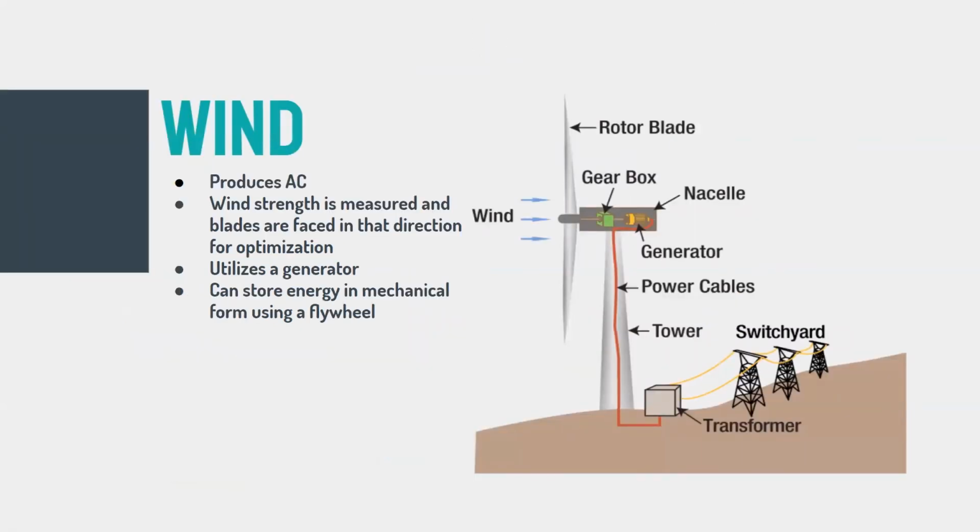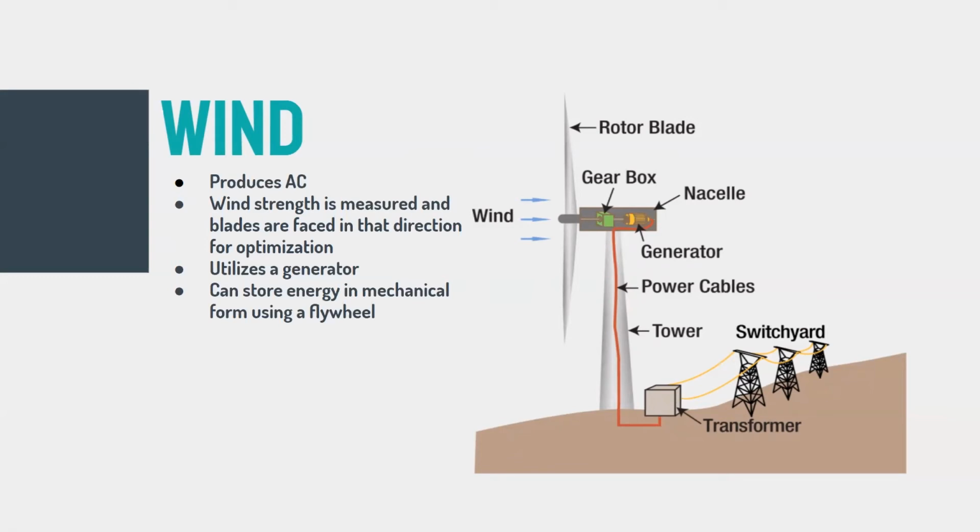Wind power produces AC as well, and what basically happens whenever we produce this AC power using wind turbines is first the wind strength is measured and the blades are faced in that direction, just so that we get the optimal amount of wind to create the optimal amount of energy and the most that we can get out of it. But it uses a generator. So we use that turbine and that stator and rotor to be able to create the phases of power that we need, send it to a transformer, and then from there use it within our grid.